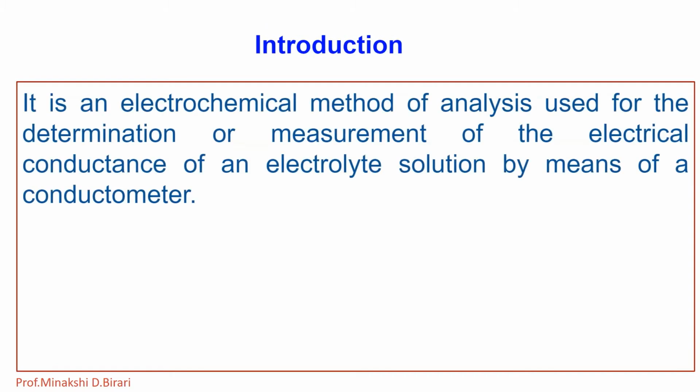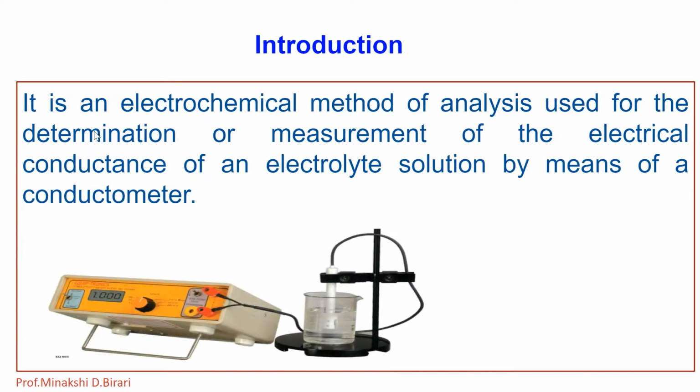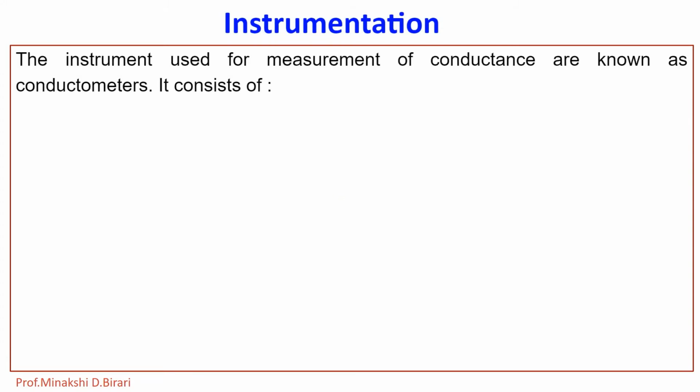We know that conductometry is an electrochemical method of analysis which is used for the determination or measurement of the electrical conductance of an electrolyte solution by means of a conductometer. In the previous lecture we have already studied the principle of conductometry. Let us see the instrumentation of the conductometer.